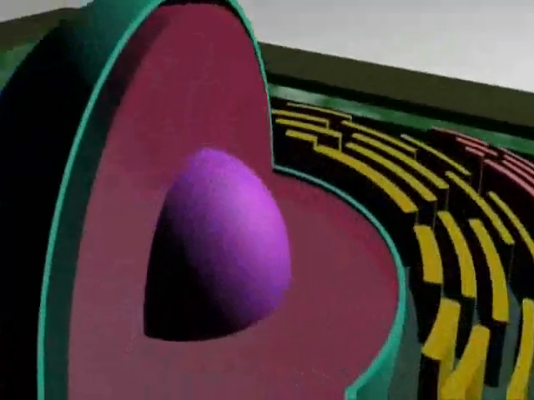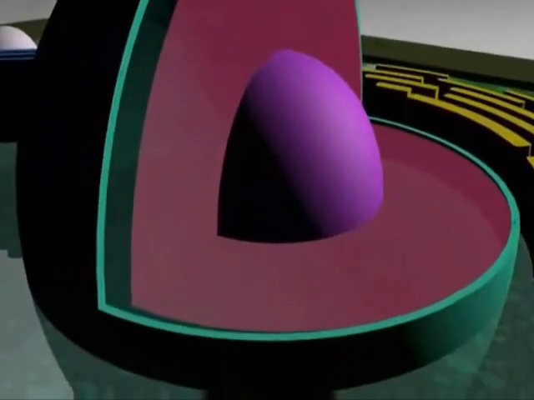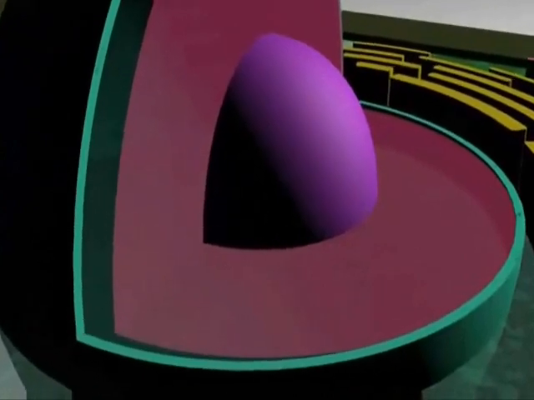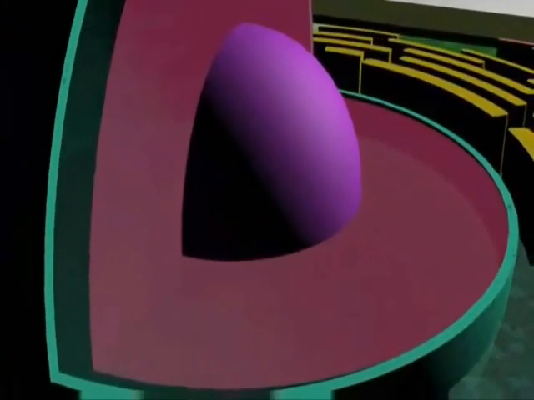cells that assembles the 20 specific amino acid molecules to form the particular protein molecule determined by the nucleotide sequence of an RNA molecule.